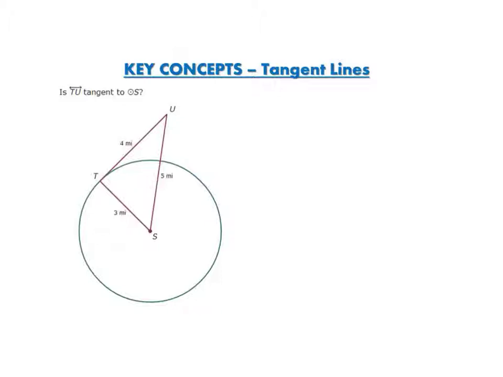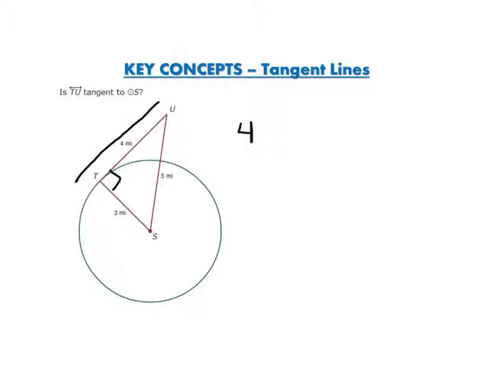This last type of problem you'll see, it's asking if line TU, or this line here, is it tangent to circle S? Well, the only way I can find out if it's tangent is by using the converse of the Pythagorean theorem, or checking to see if a squared plus b squared really does equal c squared. So I'm going to take the squares of both of my legs. There's my right angle.